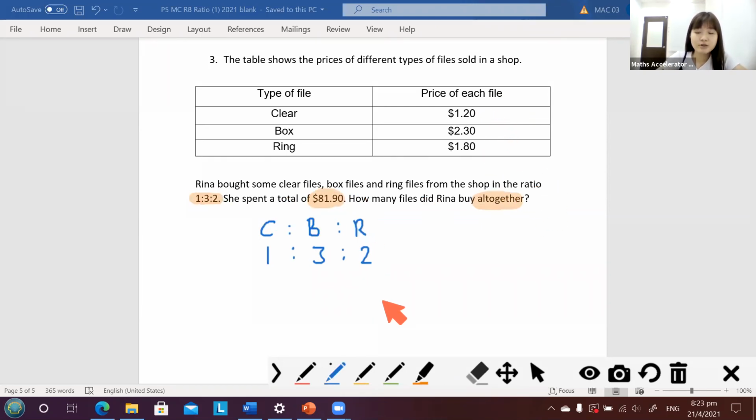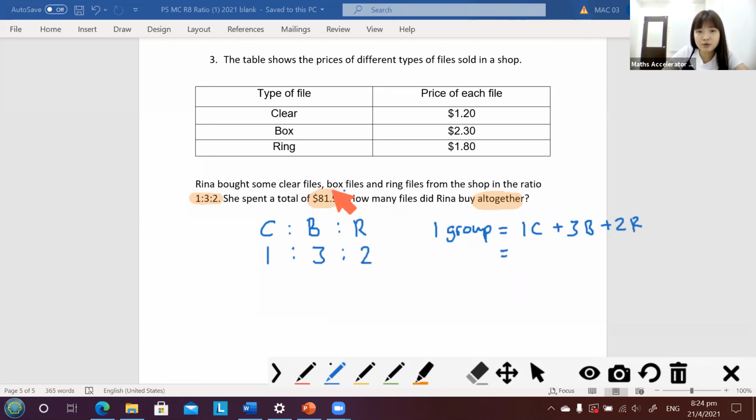Ratio can mean the reduced version of the actual number of files. So this tells us that in one group, or one set, we will have one clear, three box, and two ring, according to the ratio. Every time you have one clear file, you have three box files, and you will have two ring files.